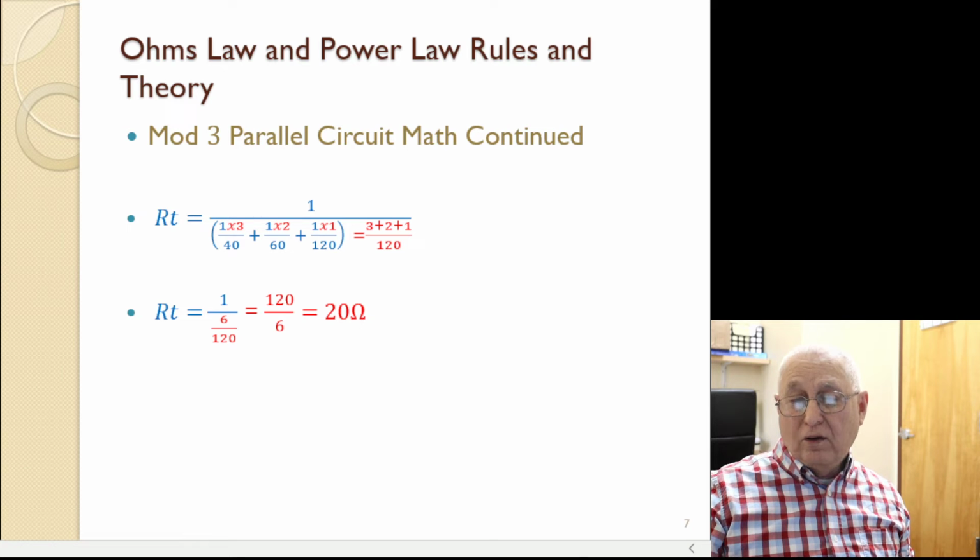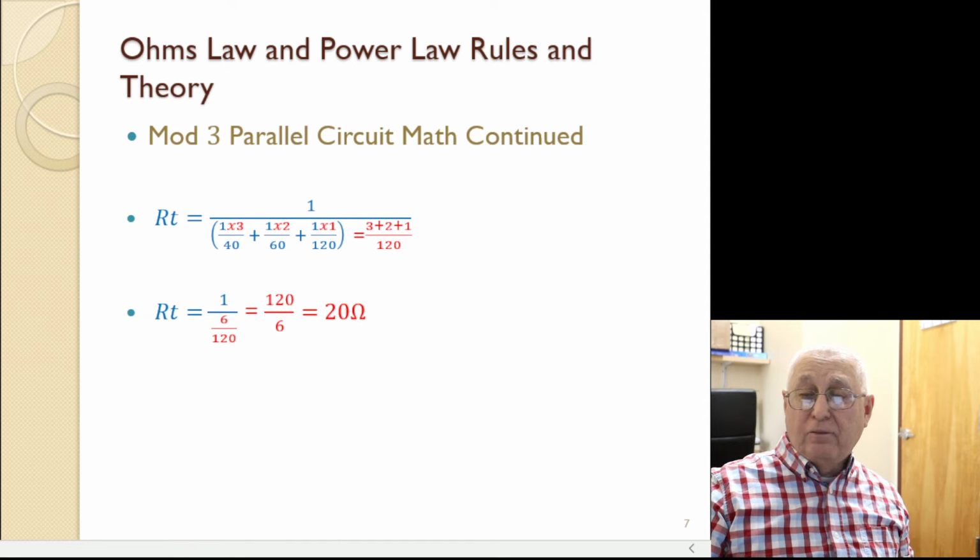So this is 1 over 6 over 120. But whenever we're dividing a fraction into another number, it's the same as multiplying by its reciprocal. So I just have to go 120 over 6 and multiply it by 1, since 1 is not going to change any value. This 1 up here, I can disregard and just know that when I sum up these reciprocals, I'm going to flip the answer, and that's going to give me my answer. So 120 divided by 6 equals 20 ohms.